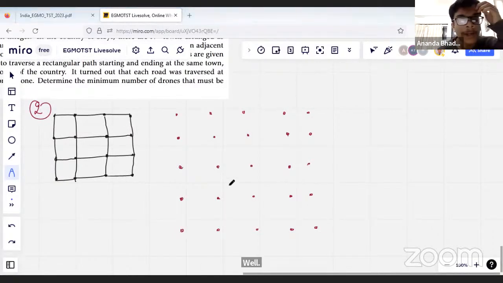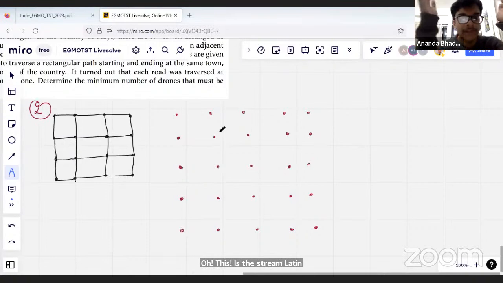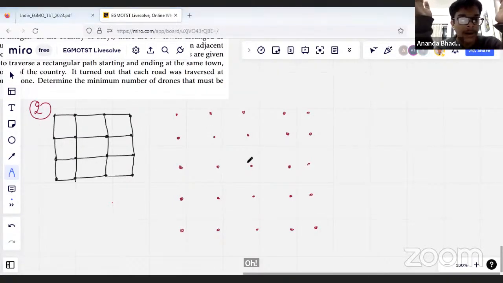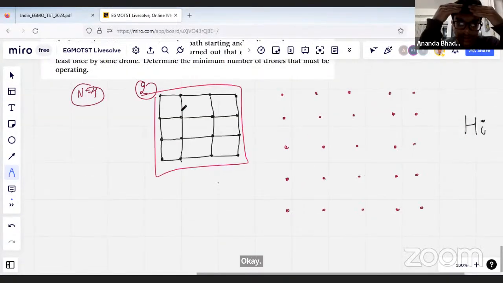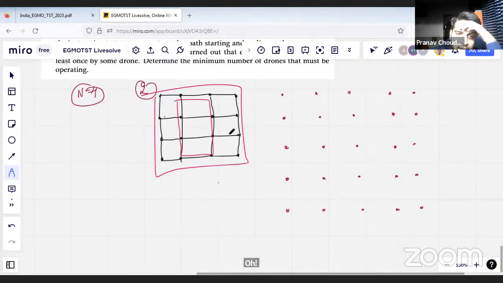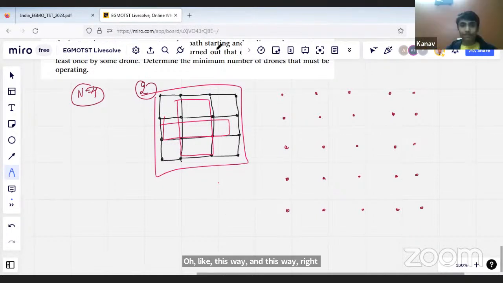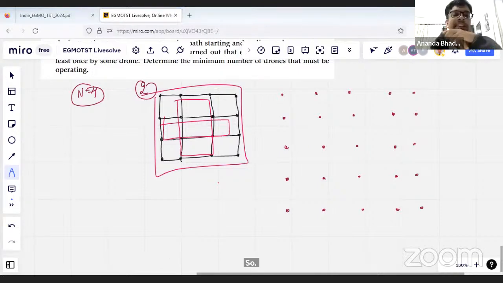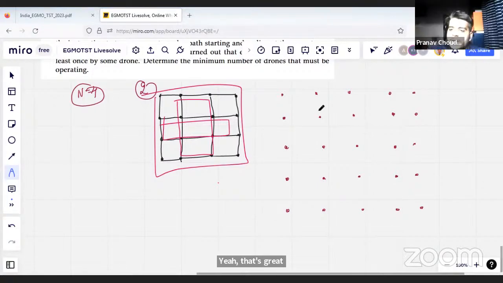For n equals 4, do it with three. Three drones, because you can cover the big 4x4 square with one drone, and then like one in this way and this way, right? Yeah, so 3. Oh yeah, that's actually good.